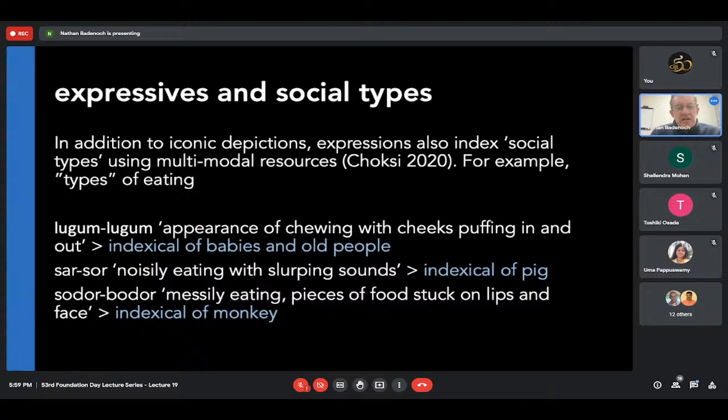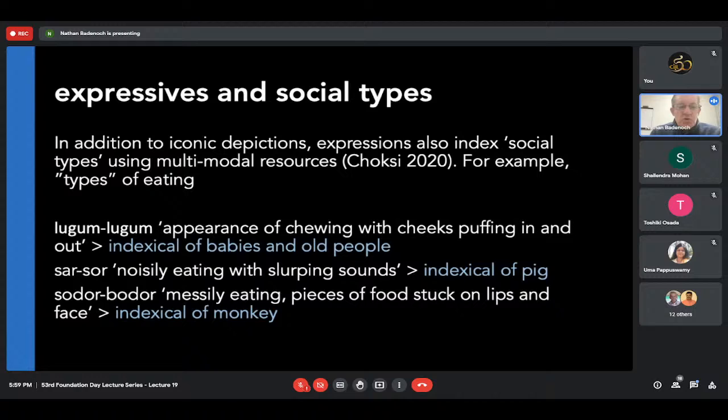So if someone is chewing in that way with their mouth closed, making large movements, clearly shifting the food around inside, lugum lugum could be used to depict this type of eating, but also adding this culturally embedded indexing of babies and old people as a type, as a social type.